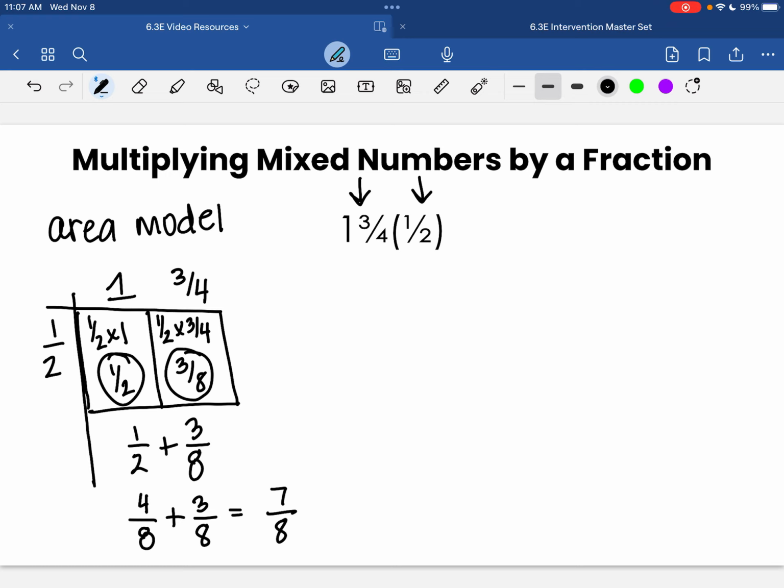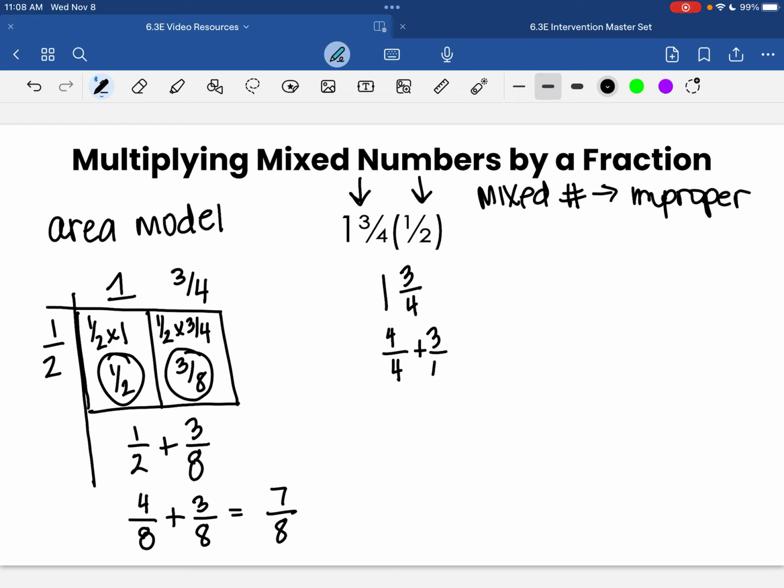Another way that we could do this is turning my mixed number into an improper fraction. So if I go from mixed number to improper, I'm going to look at 1 3/4. So 1 3/4 really is saying I have 4/4 because that's a whole, with an extra 3/4, which gives me 7/4. So 1 3/4 is equivalent to 7/4.